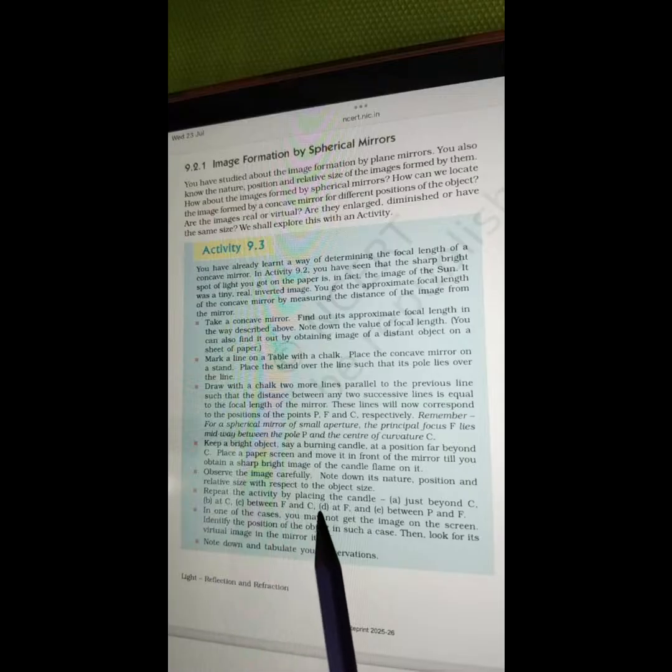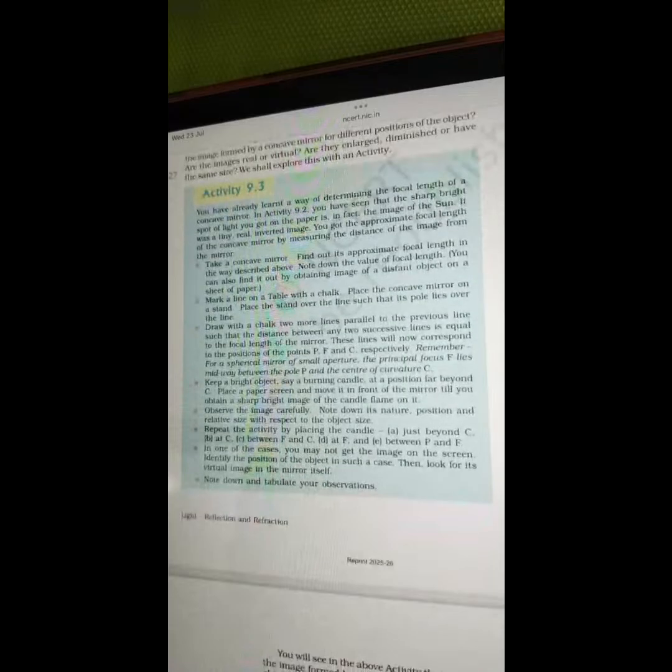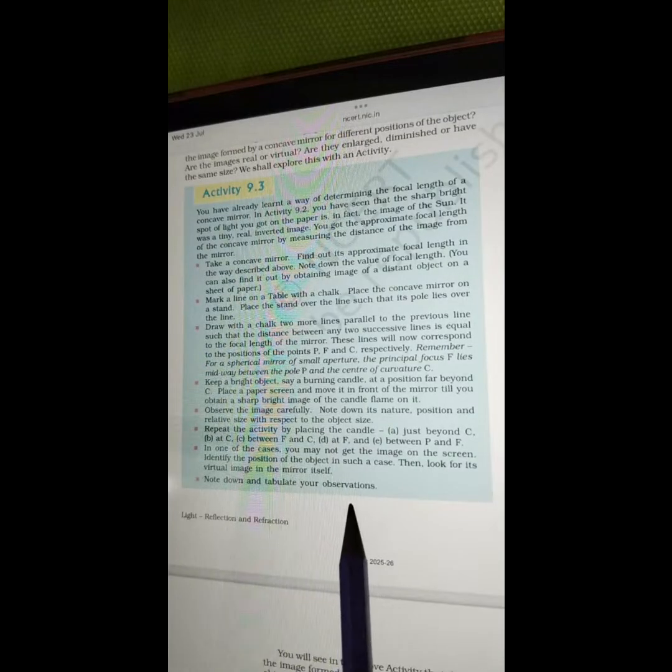Repeat the activity by placing the candle just beyond C, at C, between F and C, at F, and between P and F. In one of the cases, you may not get the image on the screen. Identify the position of the object in such a case. Then look for its virtual image in the mirror itself. Note down and tabulate your observations.